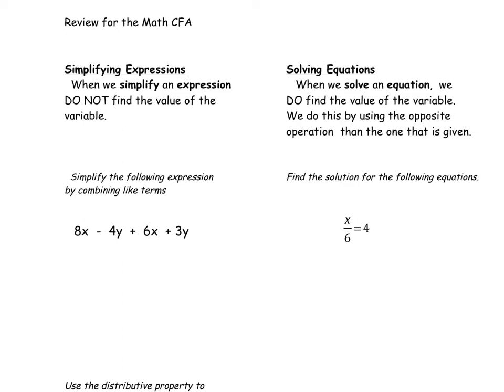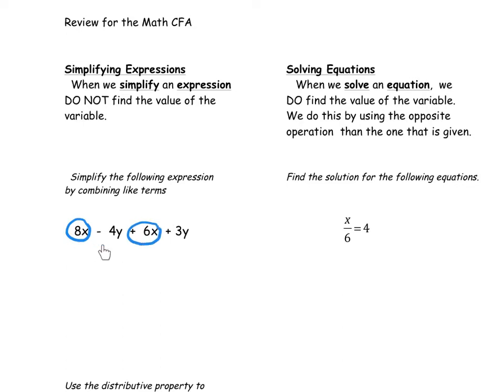I'm going to circle this 8x. It just happened to be first. And so now I want to look for other terms that have an x variable in them. So this one has a y. I'm going to skip it. This one has a 6, but I have to take the sign in front of it with it. So I'm going to circle positive 6x.